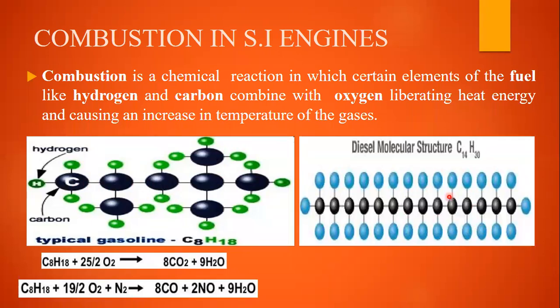And this is diesel, which is for CI engines. Here the diesel molecular structure is C14H30. So the molecular structure of diesel is like this, and its chemical formula is C14H30. Mostly we are going to have hydrocarbons, like C14H30. And in petrol, gasoline means nothing but petrol, we are going to have C8H18.